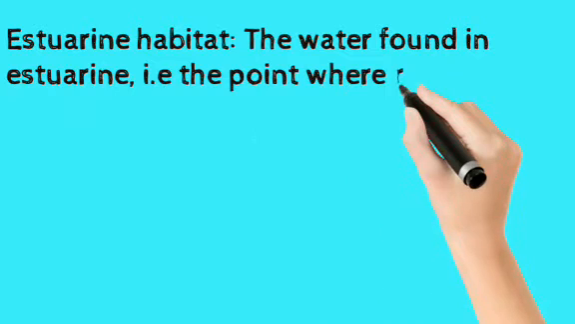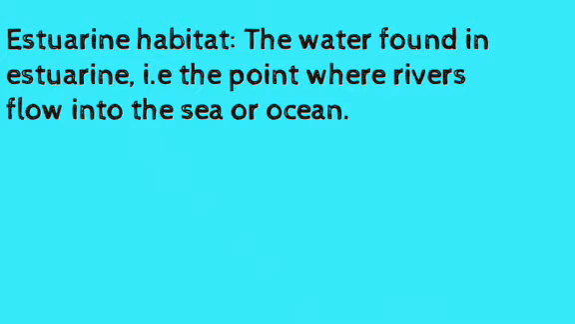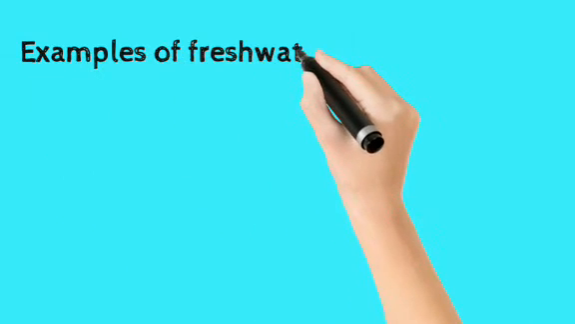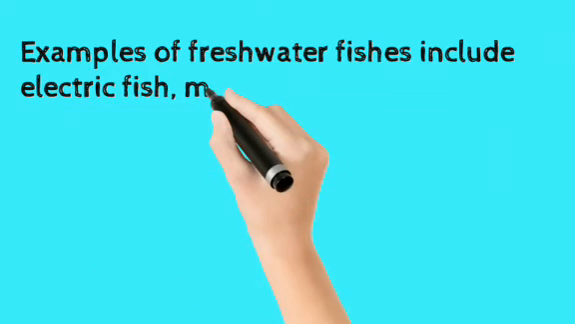The water found in estuarine, that is, the point where rivers flow into sea or ocean. The point where rivers meet with sea or ocean, that is, the point where fresh water meets with salt water. In that case, there is a mixture. It is not that salty, and at the same time, it is not like the waters in fresh water. Now that you know the types of water habitat, let's proceed to the classes of fishes.